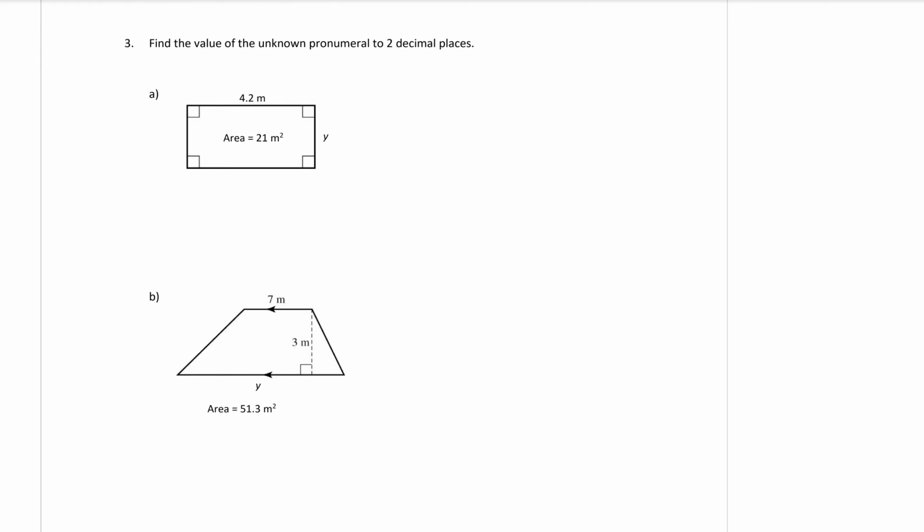Question 3. Find the value of the unknown pronumeral to 2 decimal places. So this is actually going in reverse. I'm giving you the area, and you have to find the height of that rectangle. Just like before, if you know it's a rectangle, start by writing the formula down. A equals BH. But this time we're substituting the area in. My area is 21, so under the A is 21. My base is 4.2, and my height is y.